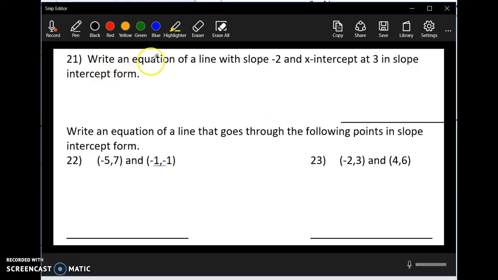Okay, so it says write a line equation with a slope of -2 and an x-intercept of 3. Now this one's a little bit tricky, but you've got to know what an x-intercept is. An x-intercept and a y-intercept are different. An x-intercept means that my x value is 3 and my y value is 0. So we're going to use that information to help us. What we're going to end up getting for this is y equals -2x plus b. And again, now I've been given a point. My point is 3, 0. So instead of writing y down, I'm going to write 0. Instead of writing x down, I'm going to write 3.